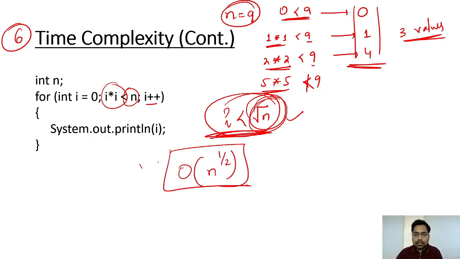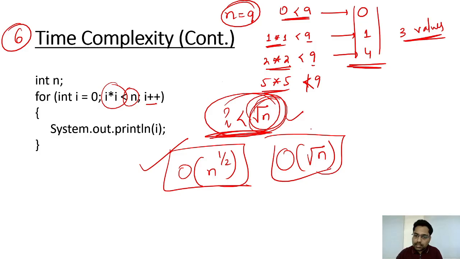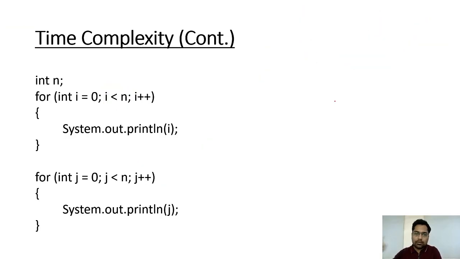Okay, that is correct. Big O of root n also you can say, it is also correct, or else you can say big O of n to the power 1 by c also you can write. These are the correct values for finding this one. Based on the output, you can go for it.